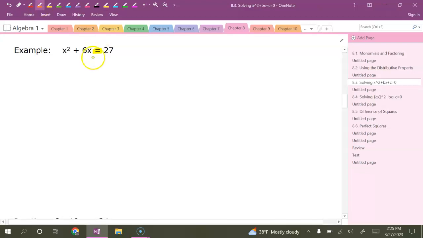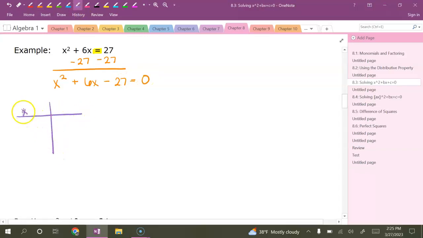So I'm going to subtract 27 from both sides. The reason why I'm subtracting it is because 27 right now is positive, so it's got a plus sign in front of it. So the opposite of plus would be to subtract. So now this says x squared plus 6x and then minus 27, and that equals 0. And now we're going to factor it like we were doing on the previous examples. So I'm going to set up my chart, and we're going to multiply to negative 27, and we're going to add to 6.